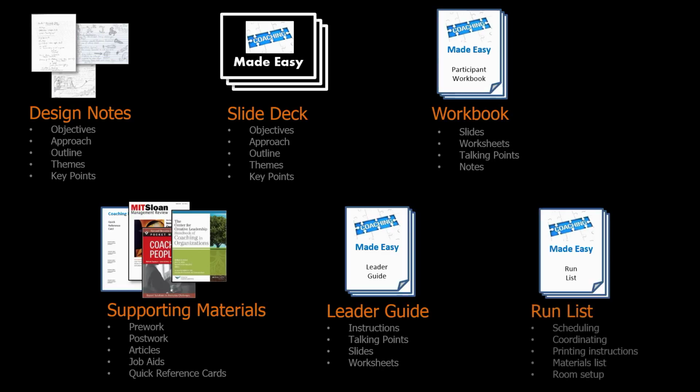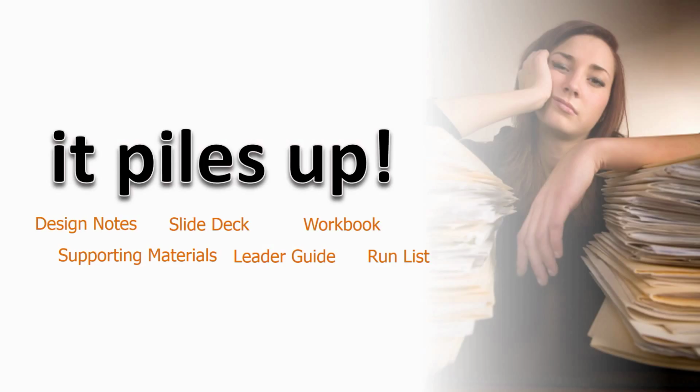And then there are administrative or program coordination types of documents that are often associated with large-scale programs, especially when you're talking about really high-quality programs. And so we typically refer to these as run lists. They're schedules, their coordinations, their instructions, printing instructions, things like that. So the logistical stuff. So what we've tried to do is put all of this into one place. Because what happens is that it piles up.